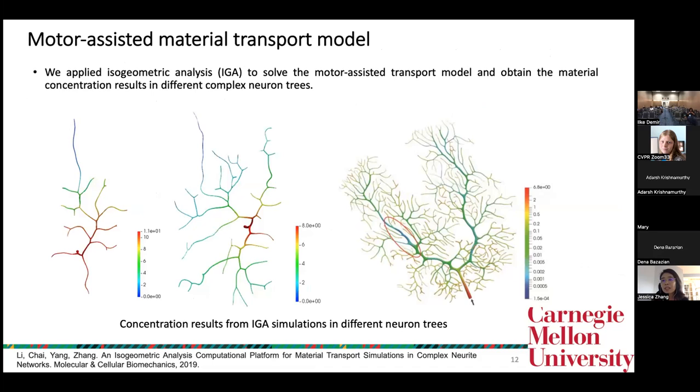So we tested our solvers on many complex neuron trees, and here are 3 examples. So we can compute the velocity, we can compute the concentration. You can see the local features of the flow pattern if you zoom in and check details if you want to study a particular area.